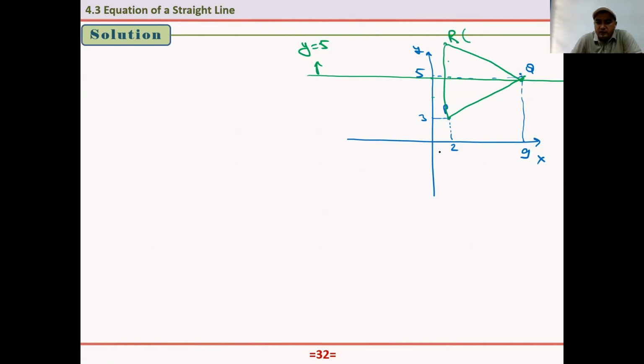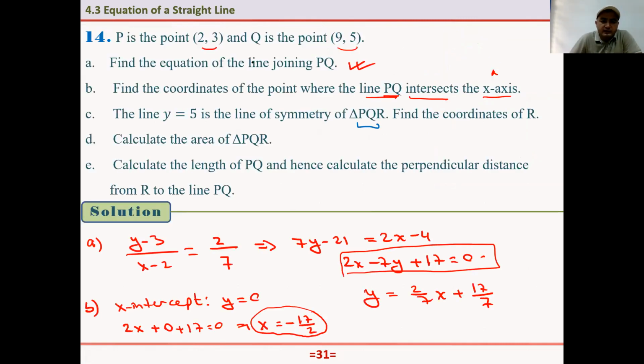So what are the coordinates of R? X coordinate, it must be 2. How about Y coordinate? From here, 4 units to 2, that is 7. Right? Actually, with a ruler, you can draw more accurately. That is the location of R. Okay. All right, done.